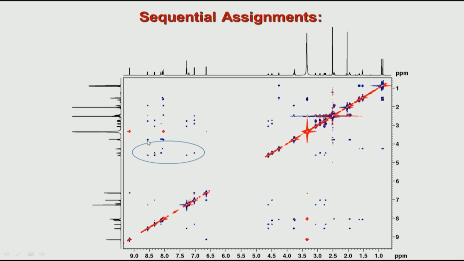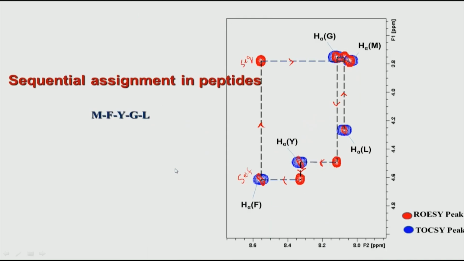So, for sequential assignment what we do is we take this H alpha amide correlation region, and this is where, as we saw in the last class, we can go along the backbone. We call this a sequential backbone walk. So, we walk along the backbone, as we will see how we can do that for this peptide. This is shown in this particular slide here.